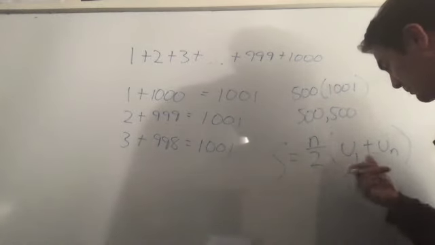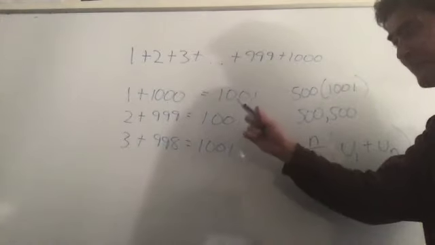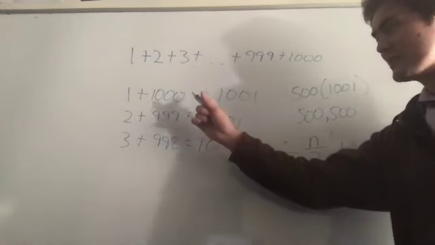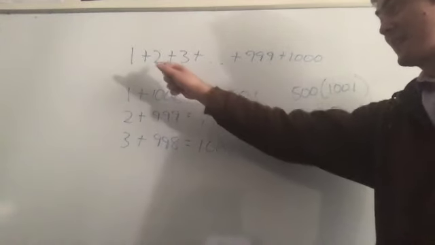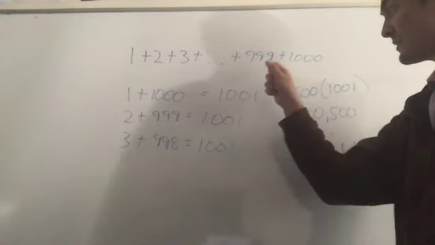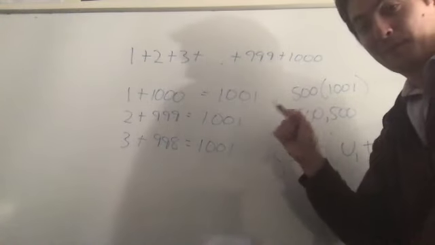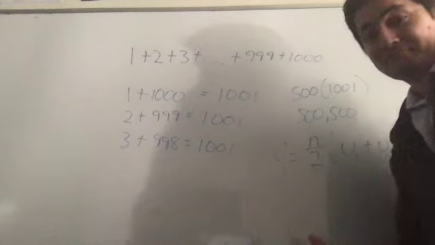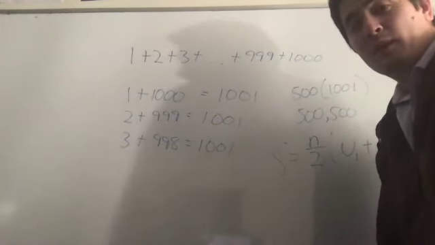It's the first term plus the last term times how many pairs there are. And visually, it makes sense. All he did was he said, hey, you know what? If I take the first term plus the last term, that's the same thing as taking the second term plus the second to last term, and that's the same as the third term plus the third to last term, and it's all the same, you know? No problemo.